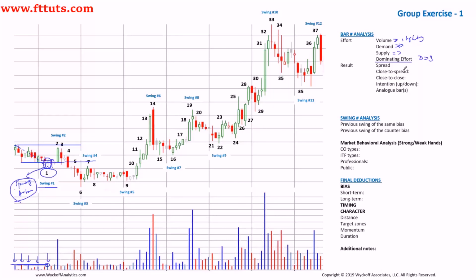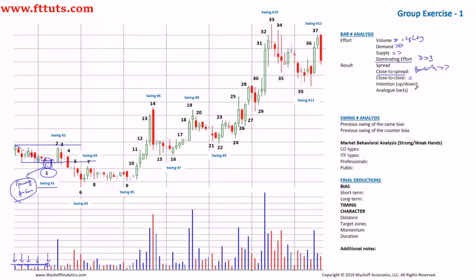And I don't think that for this particular bar we're going to go into a lot of the details, but still, you mentioned the close, right? The close to the spread is in the upper part, so that's bullish. That's increasing. Close to close, kind of the same. The intention, what was the intention for this bar? What do you think?